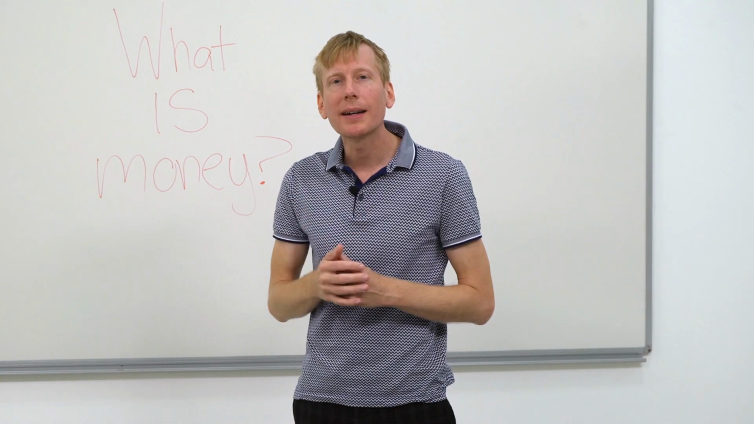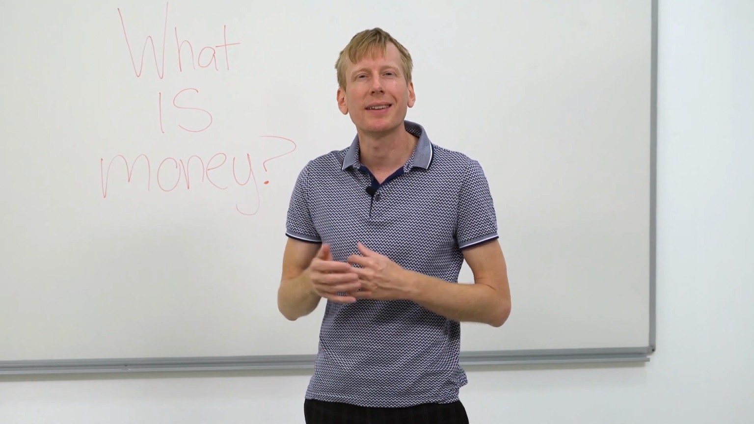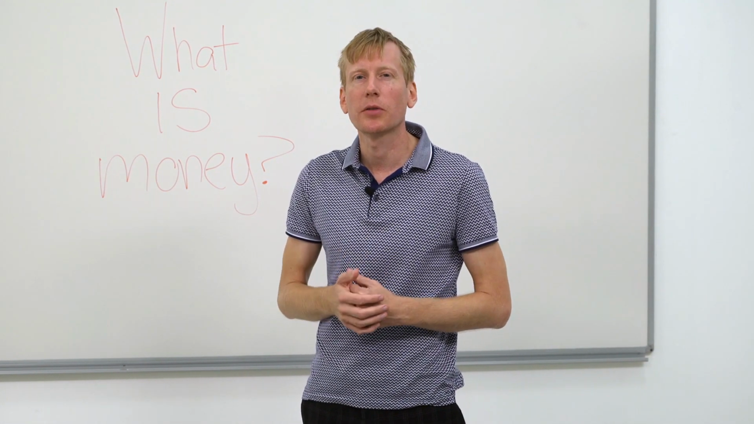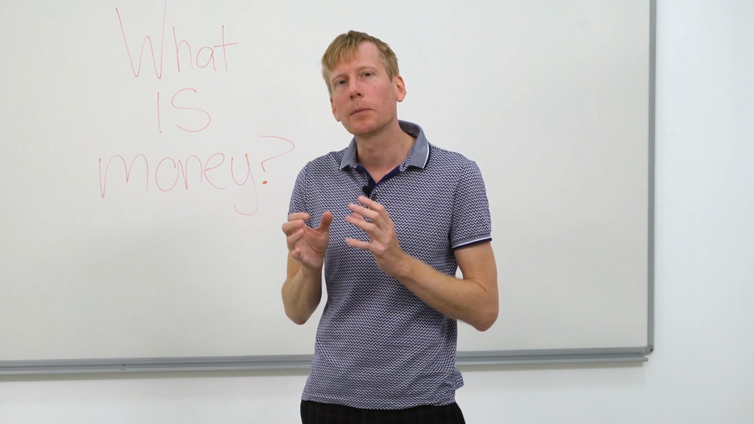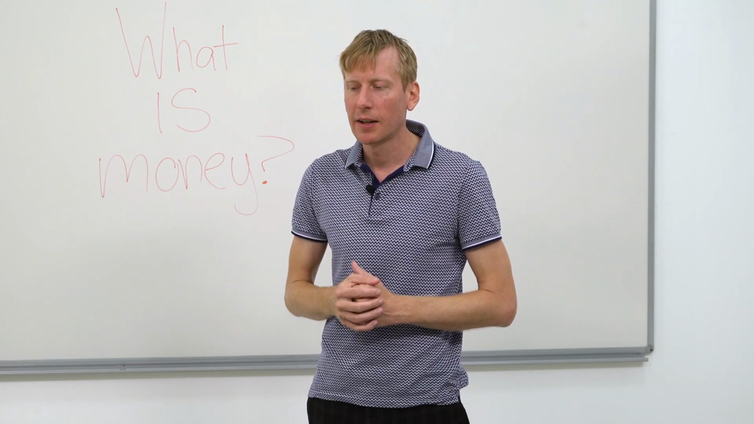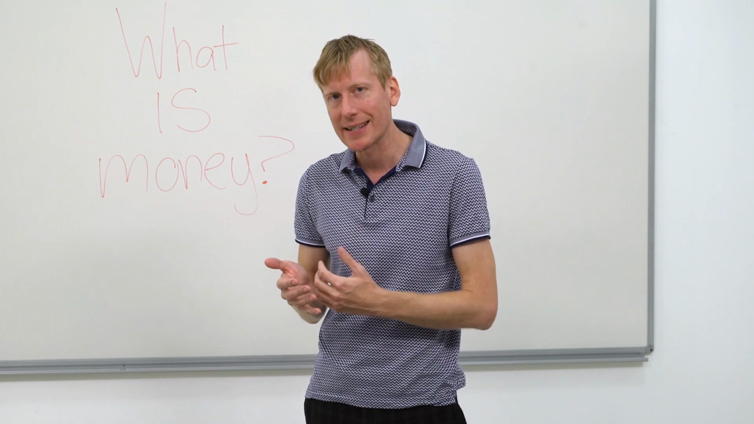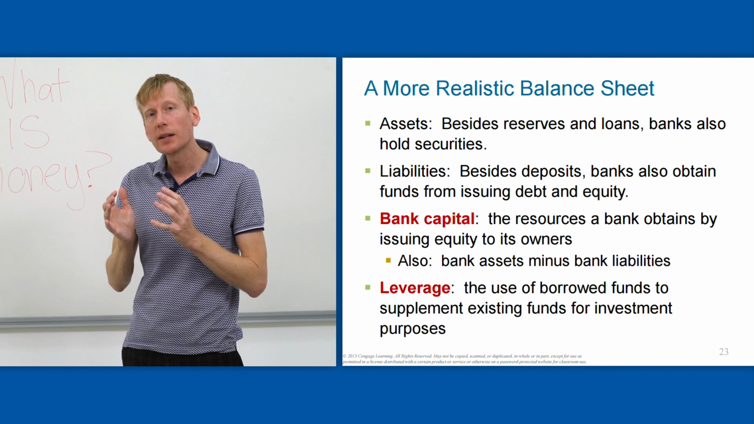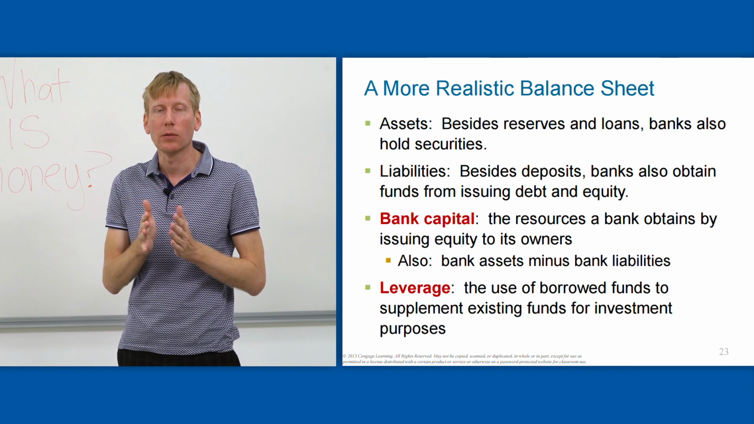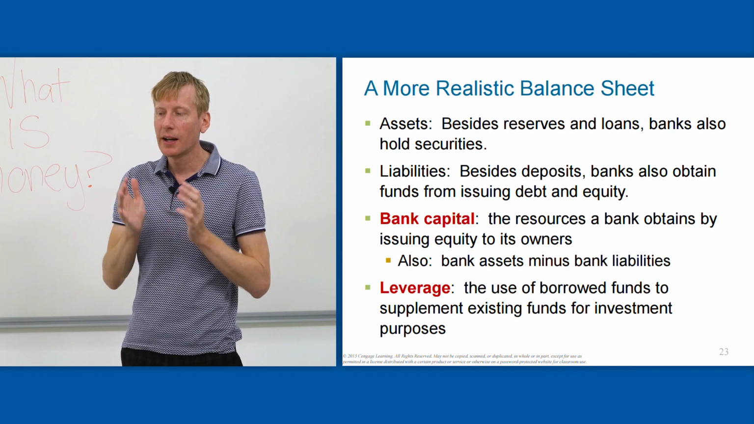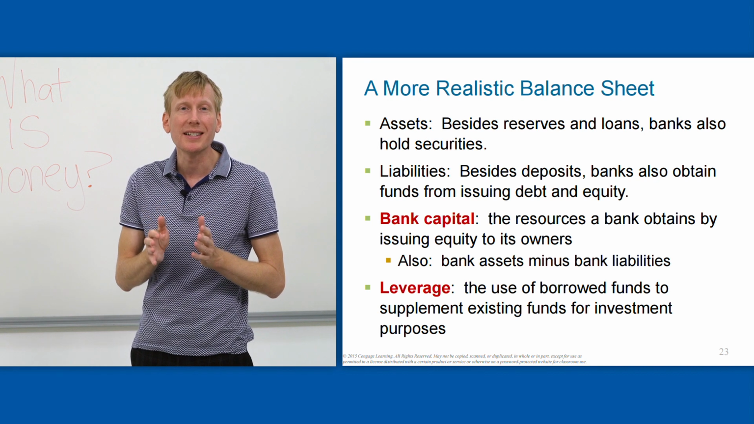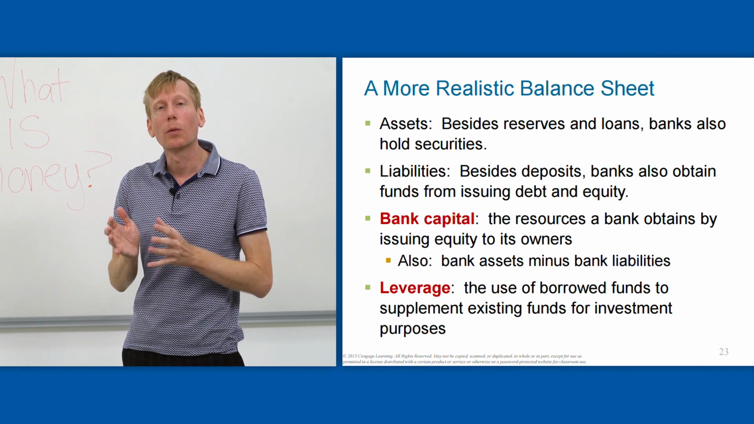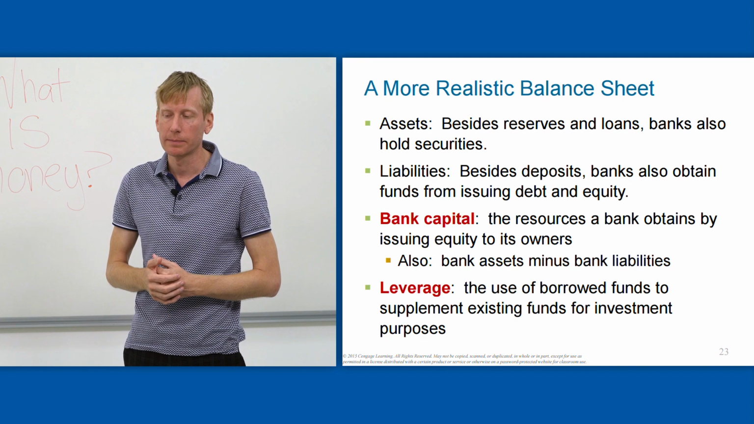Next, we want to expand this model, this example of a T account accounting statement for a bank, and make it a little more complex, a little more complete, by incorporating additional assets and additional liabilities. So in addition to the reserves that the bank holds and the loans that the bank holds, they could also hold securities like shares of stock or bonds from governments or elsewhere.